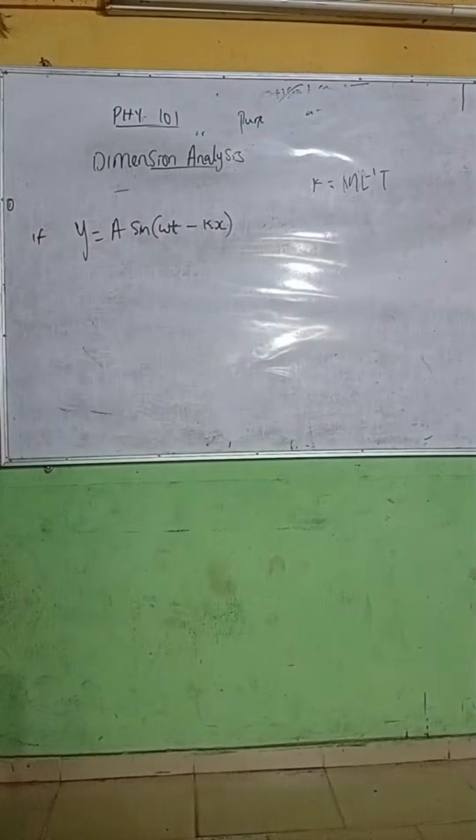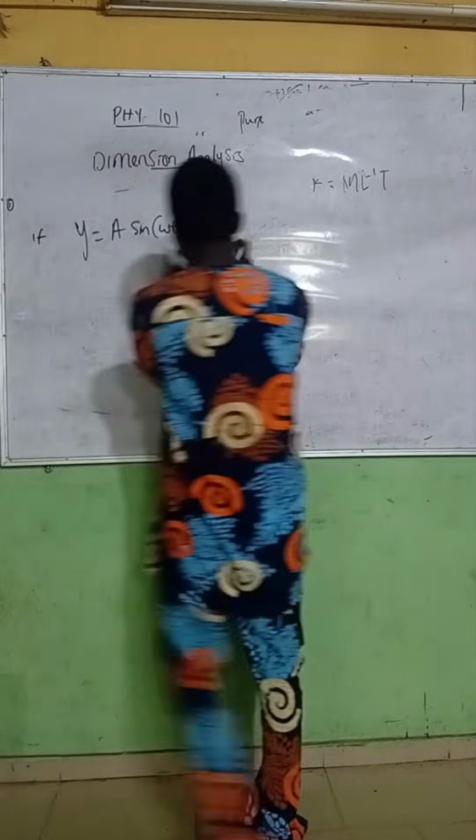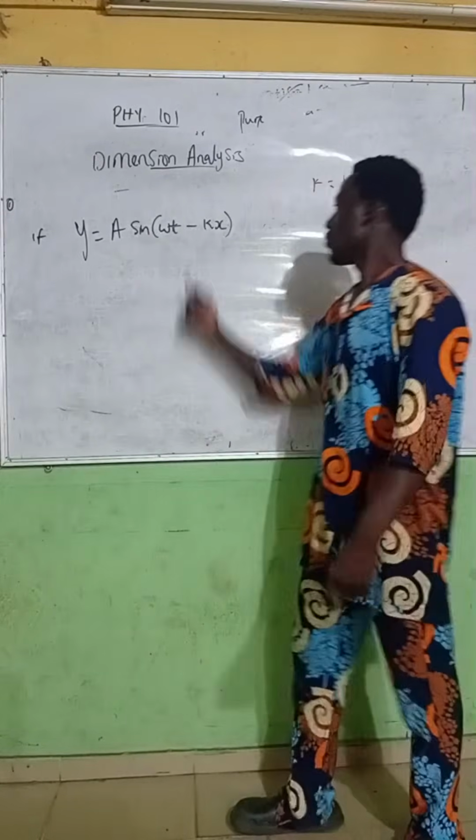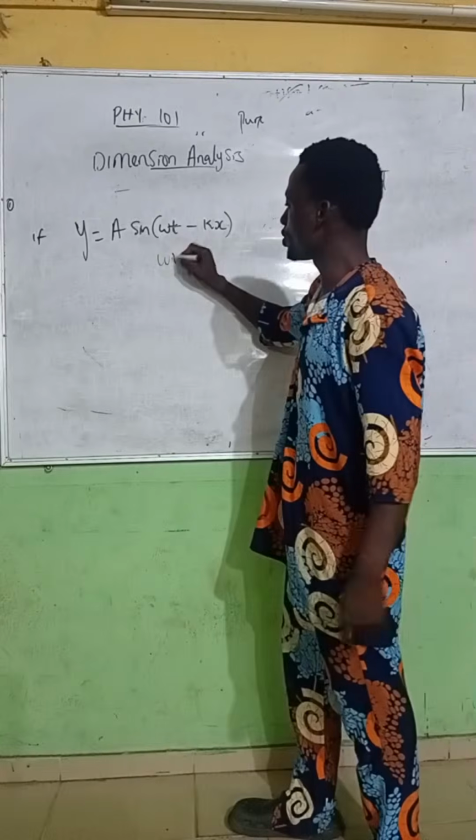Whatever you have inside a trigonometric function, no matter how huge or how small, the dimension is always equal to 1. So all these, they are inside a trig function, whether sine, tan or cosine. Whatever you have inside a trig function has a dimension of 1.